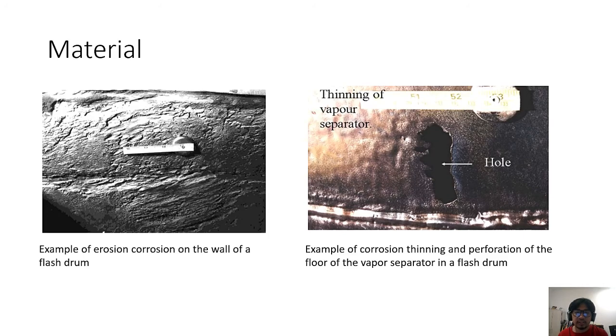The first category is material. In the first picture, we see an example of erosion corrosion on the wall of a flash drum. It is caused by the impingement of high velocity biodiesel on the wall. The second picture is an example of corrosion thinning on the wall of the flash drum caused by the low residual hydroxide concentration of the biodiesel.